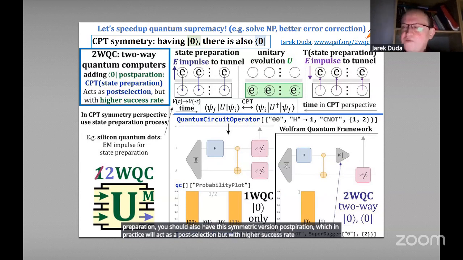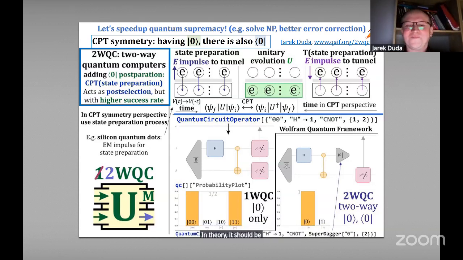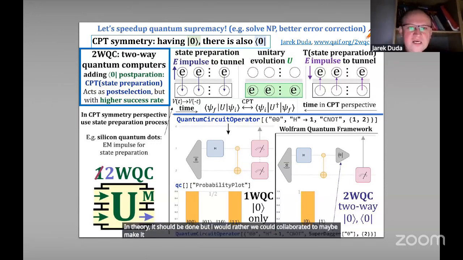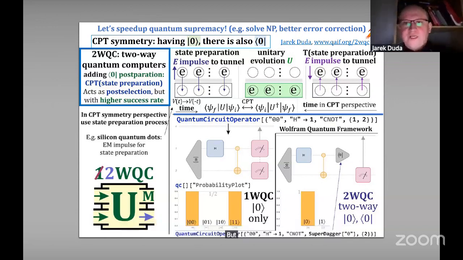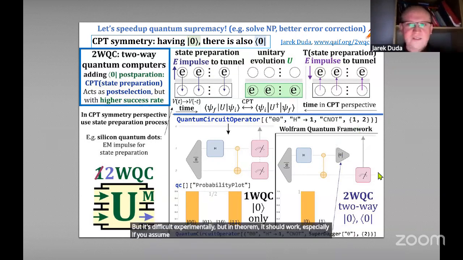So I try to convince you that from a physics perspective, it should be doable. I will show a few approaches for how it should, in theory, be done, and maybe we could collaborate to make it work. It is difficult experimentally, but in theory it should work, especially if you assume that the CPT symmetry of physics is right. And I will show some properties.